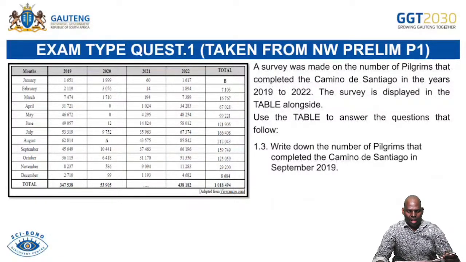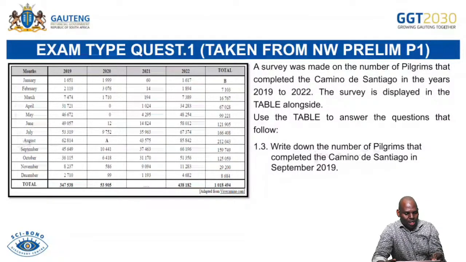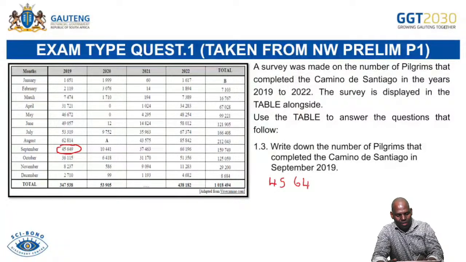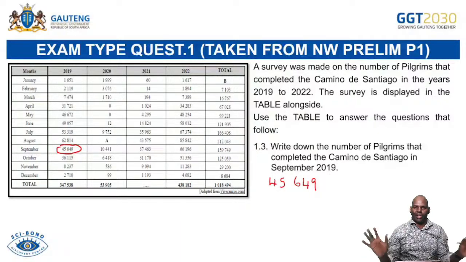Okay, then this is the next question. Write down the number of pilgrims that completed the Camino de Santiago in September 2019. So they just want the number in this case. So if we go to September 2019, there's the number. Okay, so the number there is 45,649. They don't say write it in words, they just say write down the number.